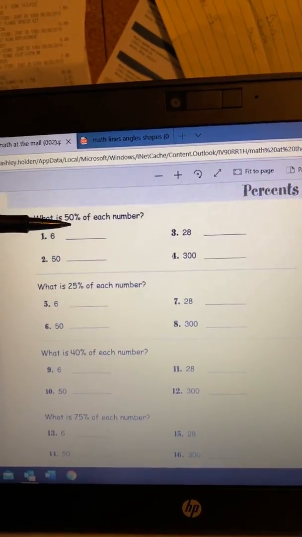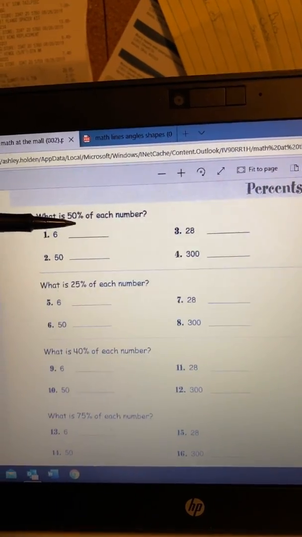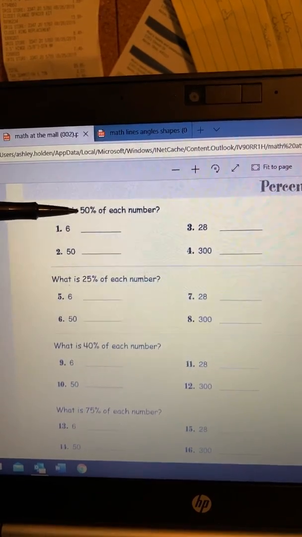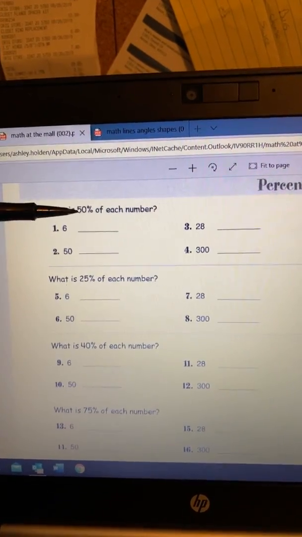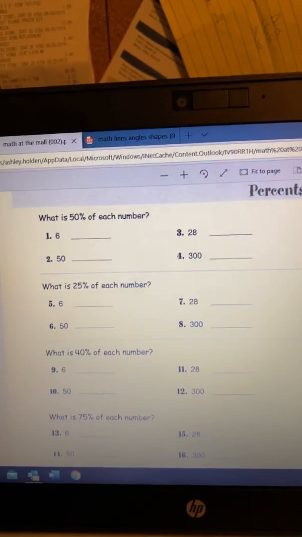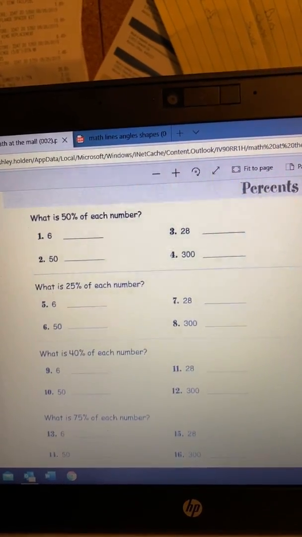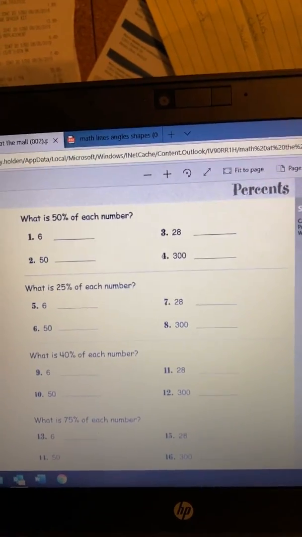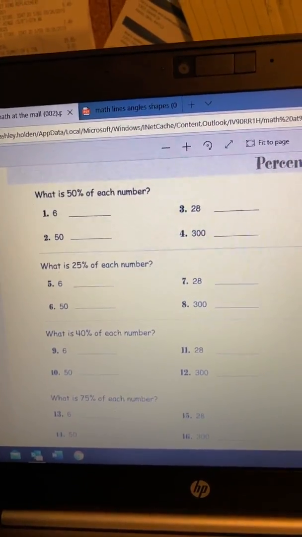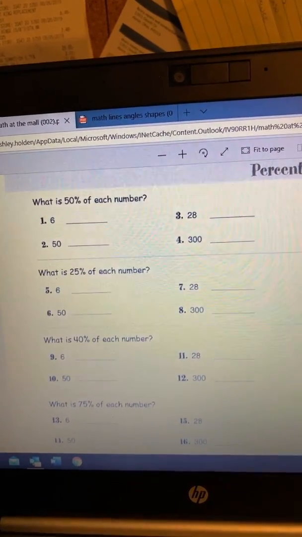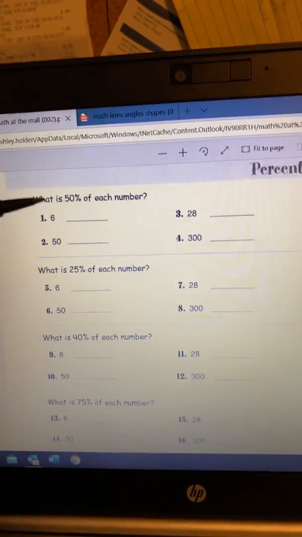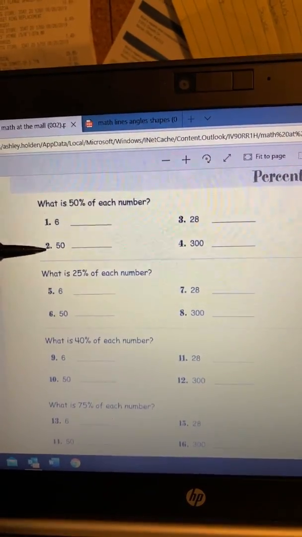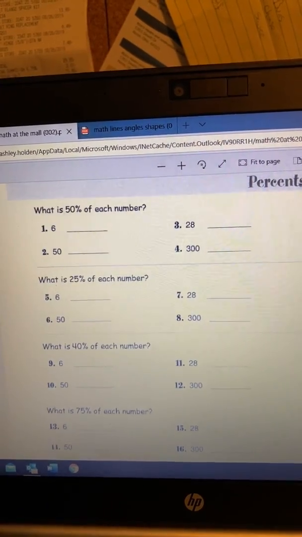To multiply a percent, we change it to a decimal. In order to change a percent to a decimal, you're going to move it 2 spaces to the left. So this will turn into 0.50. Using the formula on the bottom in the box, you would do 0.50 times 6, which will give you 3. If you look at number 2, you would do the same thing: 0.50 times 50, which would give you 25.